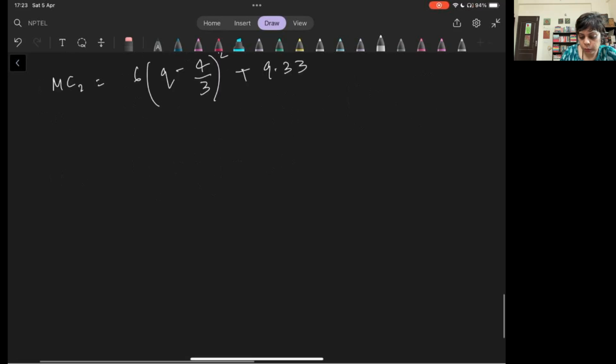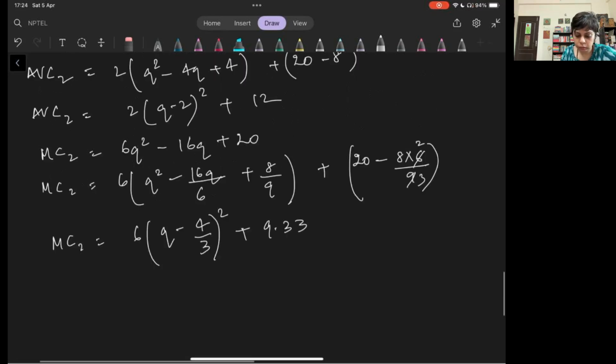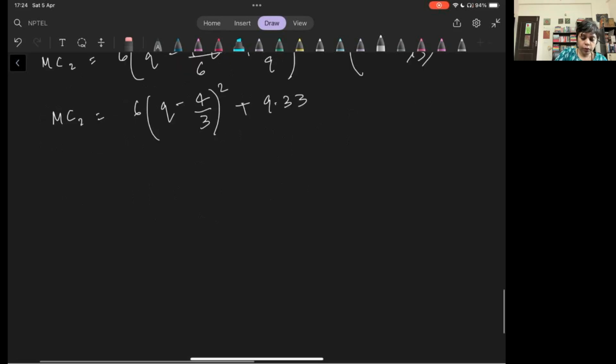Now we can see that the minima of the average variable cost curve of firm 2 occurs at Q equal to 2, and the marginal cost function has its minima at Q equal to 4 by 3. So this is again a similar kind of structure, but the values at which the minima occur are different from what they are for firm 1.